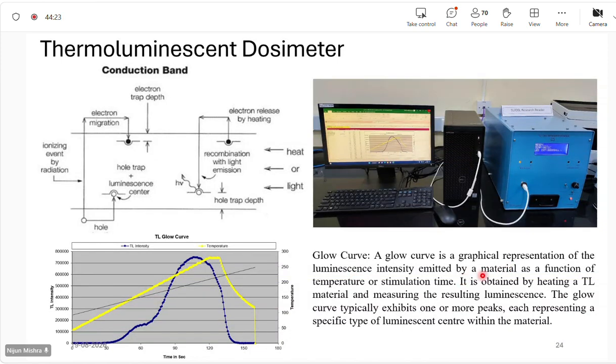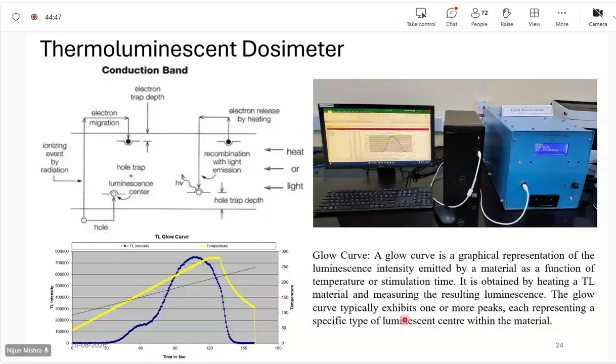See, here is a peak and here is another peak, but this one is more useful. This one is due to shallow depth. This one is due to deeper depth, each representing a specific type of luminescent center within the material. This is a shallow luminescent center and this one is a deeper luminescent center.